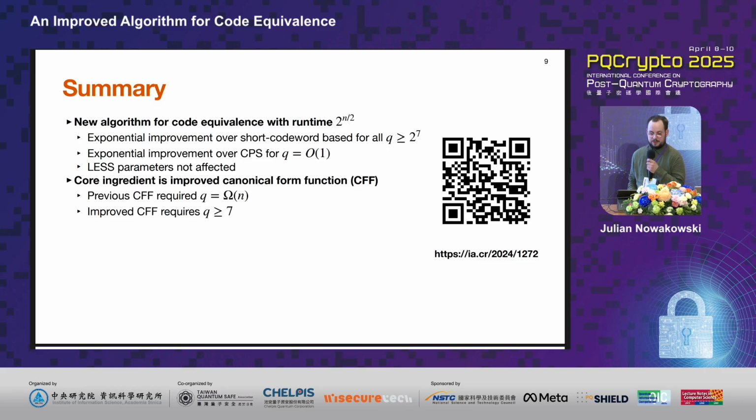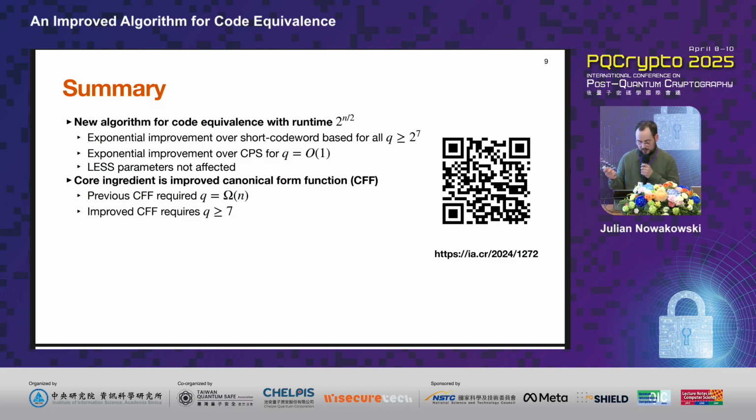And the core ingredient is, of course, the improved canonical form function. The previous canonical form function required q to grow at least as fast as n, and we could improve this, going down to just q greater or equal than 7.